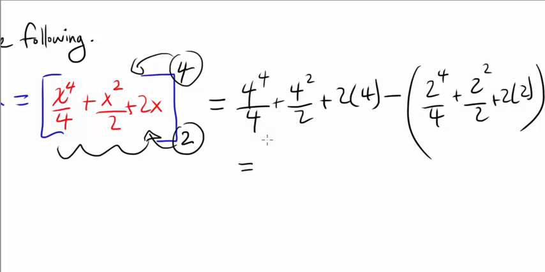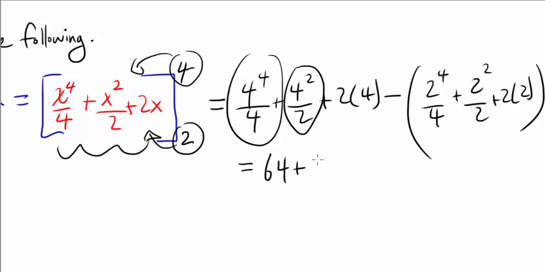And what's this going to get us? This thing is the same thing as 4 cubed because you've got 4 fourths up top, 4 down below. So you've got 3 fourths multiplied to itself. And 4 cubed is 64. This is 16 divided by 2, which is 8. 2 times 4 also gets you 8.